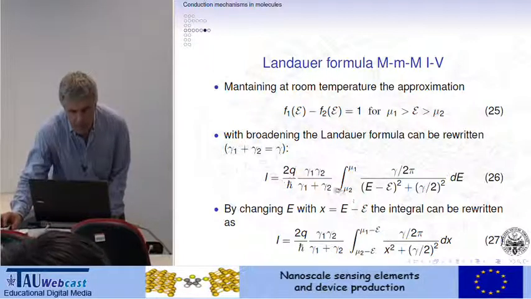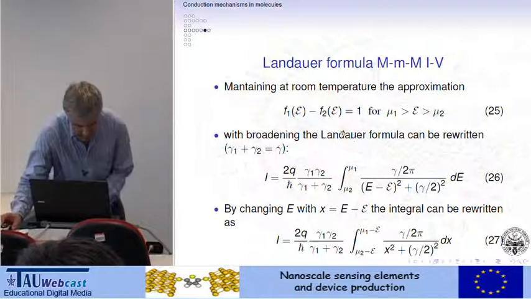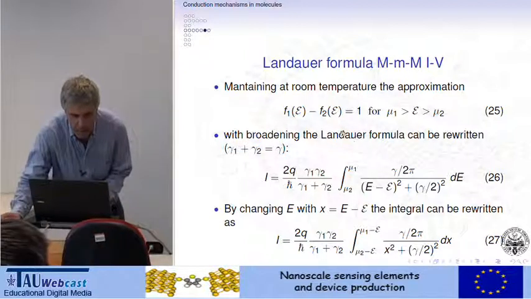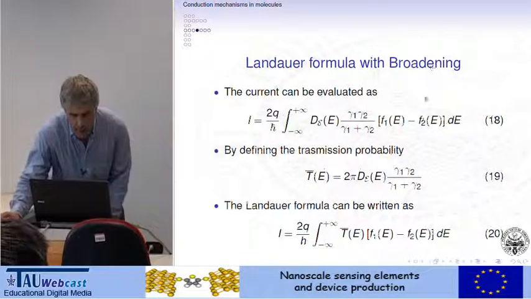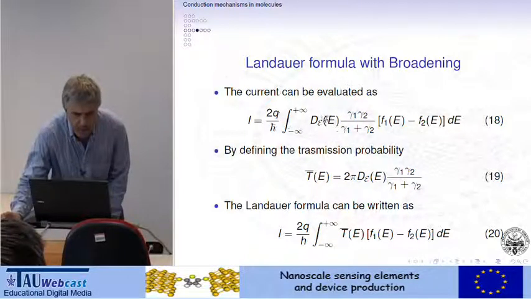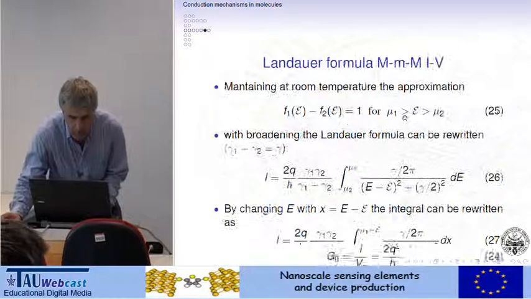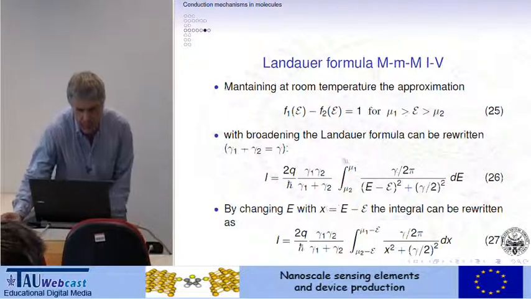So we can transform our integral. Probably it's better to review the starting point. This is our expression. Now we can substitute for the density distribution with broadening, but this term can be approximated to 1. So what we get is simply this one.